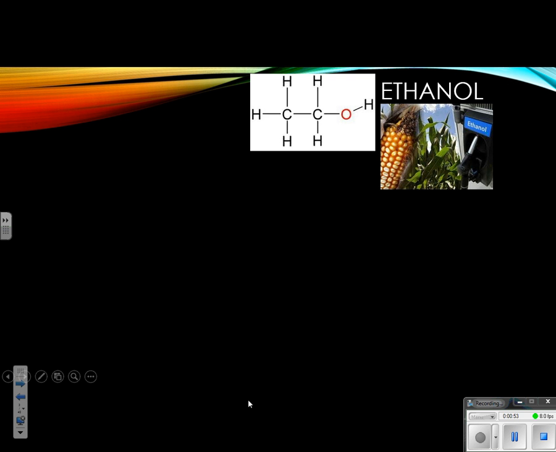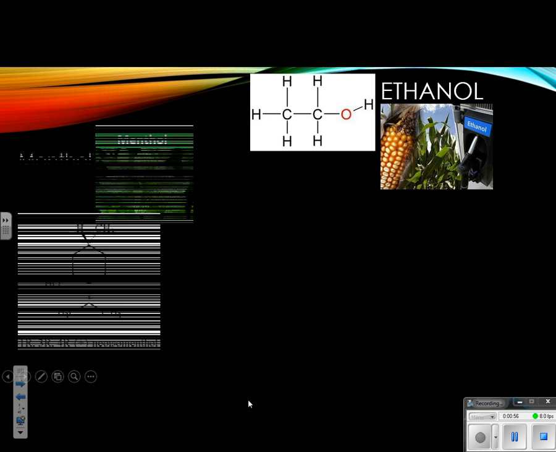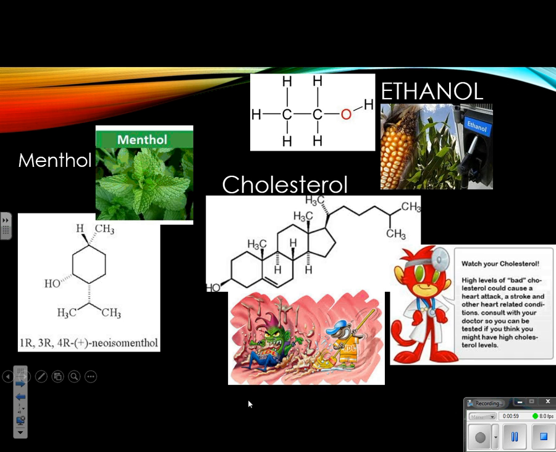So here we go. Some of the important things as we look at alcohols are ethanol, methanol, and cholesterol. Those are probably things that you've heard of before. Ethanol we use in gasoline, and it's also for drinking alcohol. Methanol we use for mint gum, things like that, mint flavoring. Cholesterol, of course, we know we have good and bad cholesterol, the HDL and the LDL, and we'll learn more about those later. So what do you notice that is the same between all of these?